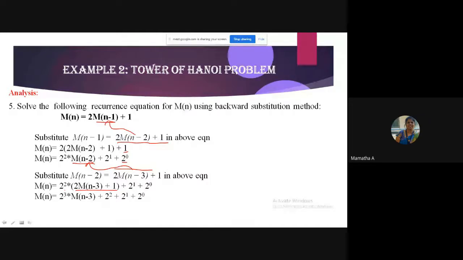Okay. I think now you have the ability to generalize, I can see. If you want, you can go for one more level, not a problem. If you substitute m of n minus 3, you will get what? 2 to the power 4, ma'am. And here one more term will be added, 2 to the power 3, ma'am. Okay, I think this is sufficient for me to generalize. So I'll stop at this point.